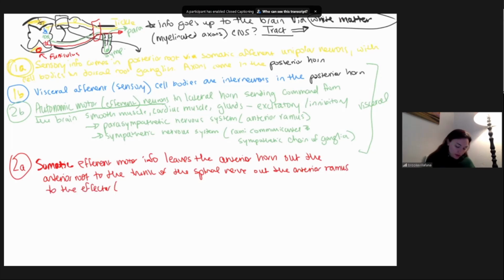The effector is the target. So if that was your foot, it's going to be your foot, right? And so it's sending that all the way out, and that information or the command came from the brain. Okay, hopefully that did not confuse you more. Hopefully that made it a little bit more clear, kind of covering it again and recapping it again.